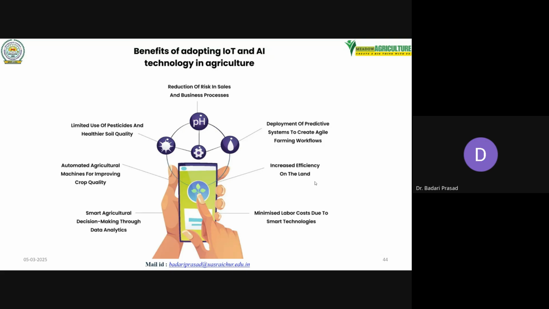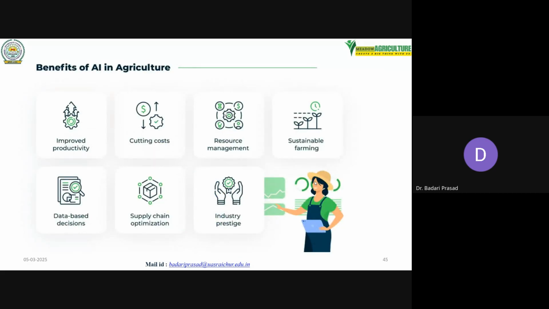So the benefits of adopting IoT and artificial intelligence technology in agriculture. As we are already well aware of these factors, like a reduction of risk in sales and business processes, deployment of predictive systems to create agile farming workforce, increased efficiency on land, minimized labor cost due to smarter technologies, smart agriculture decision making through data analysis, automated agricultural machines for improving the crop quality, limited use of pesticide and healthier soil quality. So these are all the benefits which we are deriving day by day in agriculture field by applying newer and newer technologies. So once again, the same.